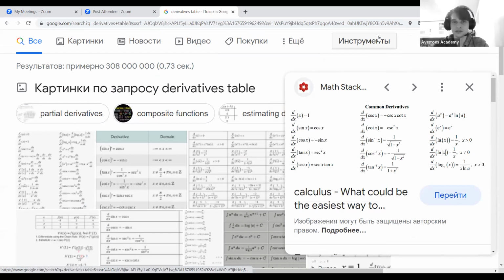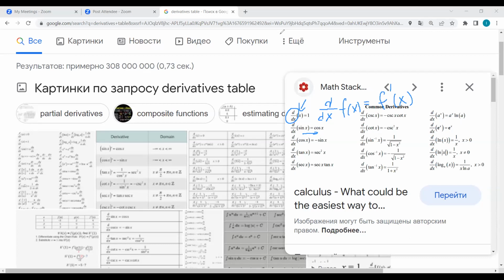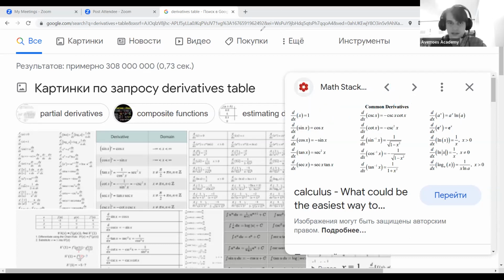Here, you can also denote the derivative as d over dx of some function. For example, d over dx of f of x is equal to f prime of x. You see? The derivative of the sine function is cosine x, and so on. This basically means that d over dx means 1 over delta x.